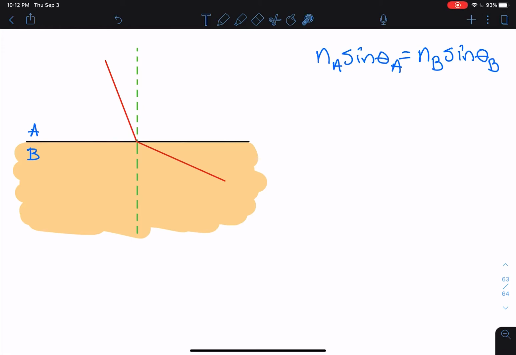Let's talk about the law of refraction. It's also known as Snell's law. This is the law of refraction: n_A times the sine of theta A equals n_B times the sine of theta B.